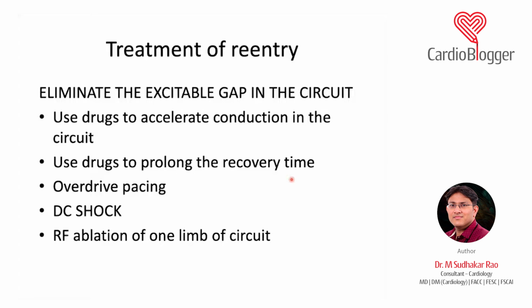What happens when you give a DC shock? Normally, in a VT or VF, the different myocytes have different heterogeneity in the conduction time and refractoriness. The heterogeneity is lost, and homogeneity is formed, and that is how these arrhythmias are terminated. All the heterogeneity becomes homogeneous, all the refractoriness, everything becomes the same, and that is how DC shock works. Or you do an RF ablation in one of the circuits, either in AVRT or AVNRT.